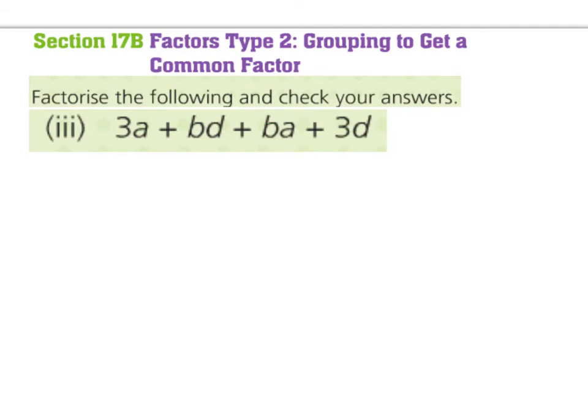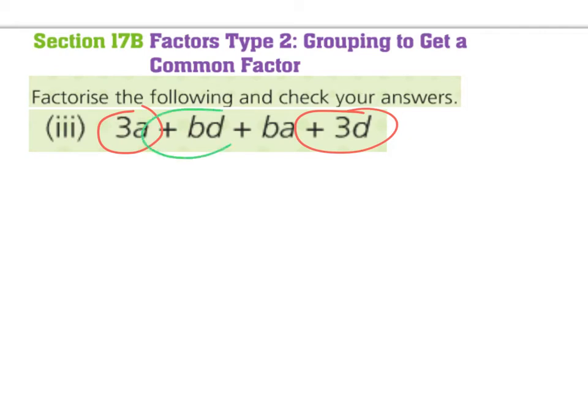So we can rearrange and put the 3a grouped with the plus ba, because there's an a common to both terms. And we can have the bd grouped with the plus 3d, because there's a d common to both terms. Or we could group the 3a with the plus 3d, because there's a 3 common to both terms.